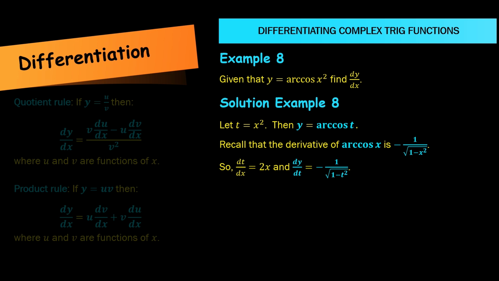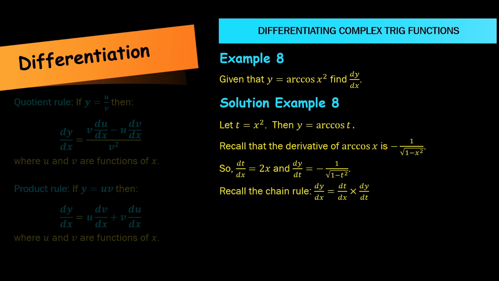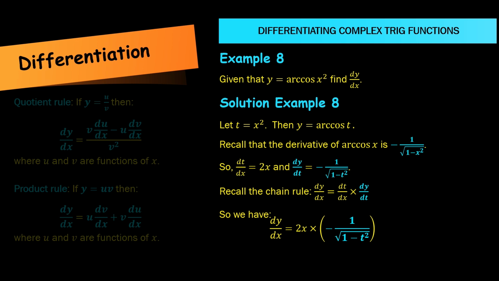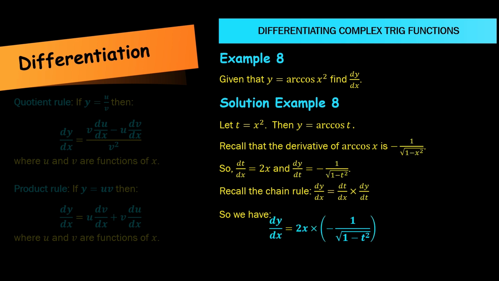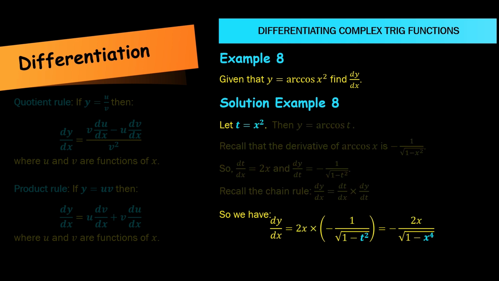If we recall the chain rule, dy/dx equals dt/dx times dy/dt, we have that dy/dx equals 2x times this expression for dy/dt. This can be rewritten as minus 2x over root 1 minus x to the power 4.